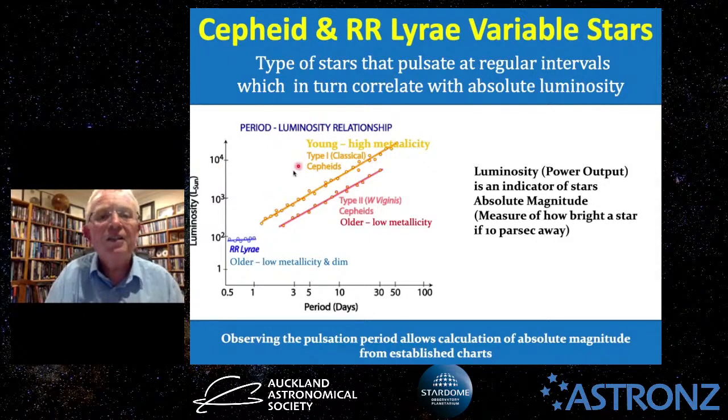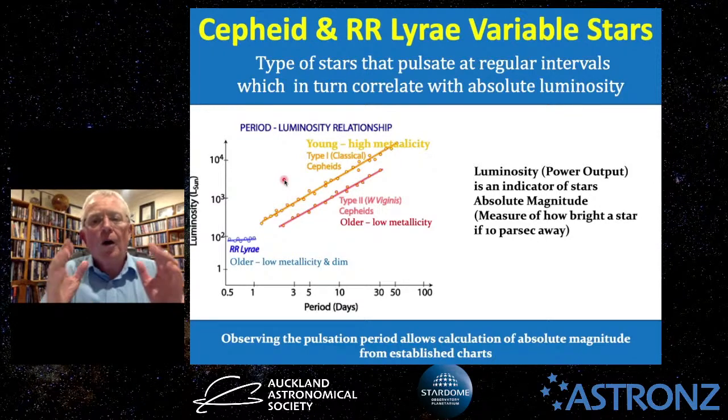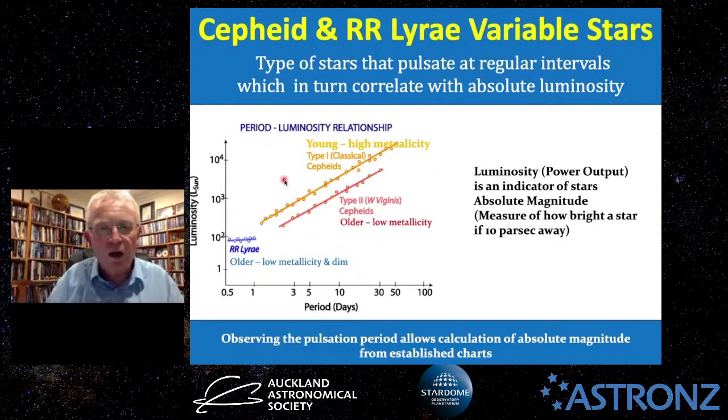Here's the Cepheids here, and the Cepheids come in 2 types. Type 1, which are relatively young stars, high metallicity. High metallicity means, with astronomy, the composition of stars, you've got hydrogen and helium, and anything heavier, elements heavier than that, lithium and carbon and so on, and iron, that they're all called metals. Anything heavier than iron and helium.